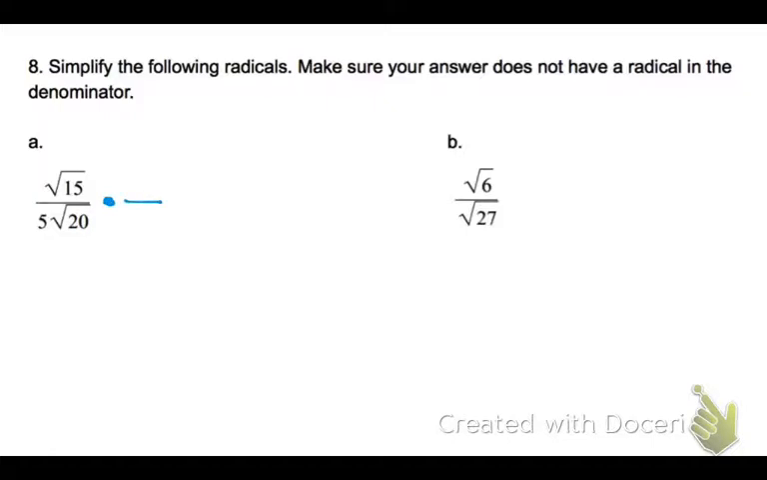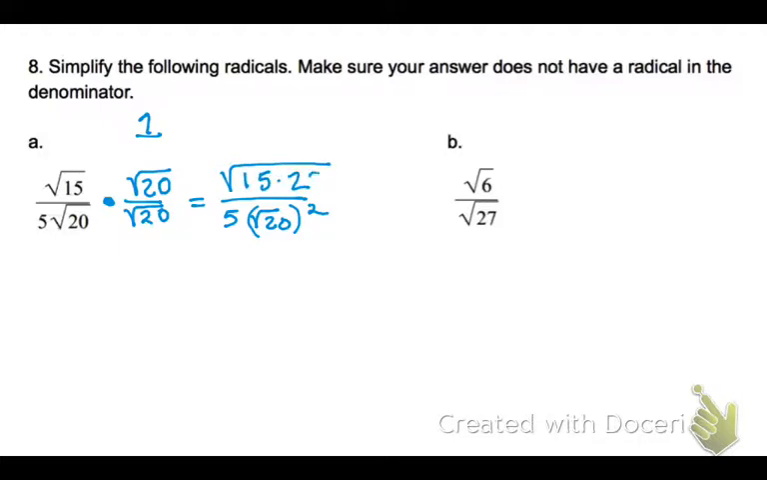Okay. So we're going to take that radical, and we're going to multiply the whole fraction by the radical over the radical, which is just equal to 1, and we can multiply anything by 1 without changing anything. So we're going to end up with 5 times the square root of 20 squared on the bottom, with the square root of 15 times the square root of 20 on the top. Now that doesn't look very simplified, and you'd be right, because it's not. So we have some more steps to do.